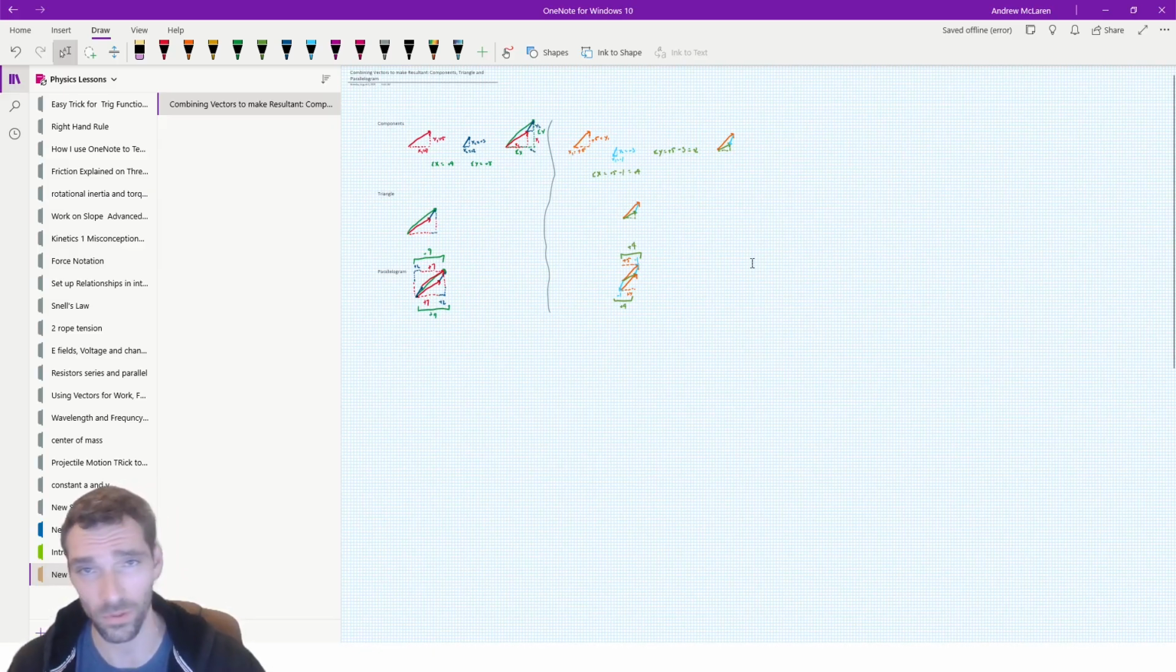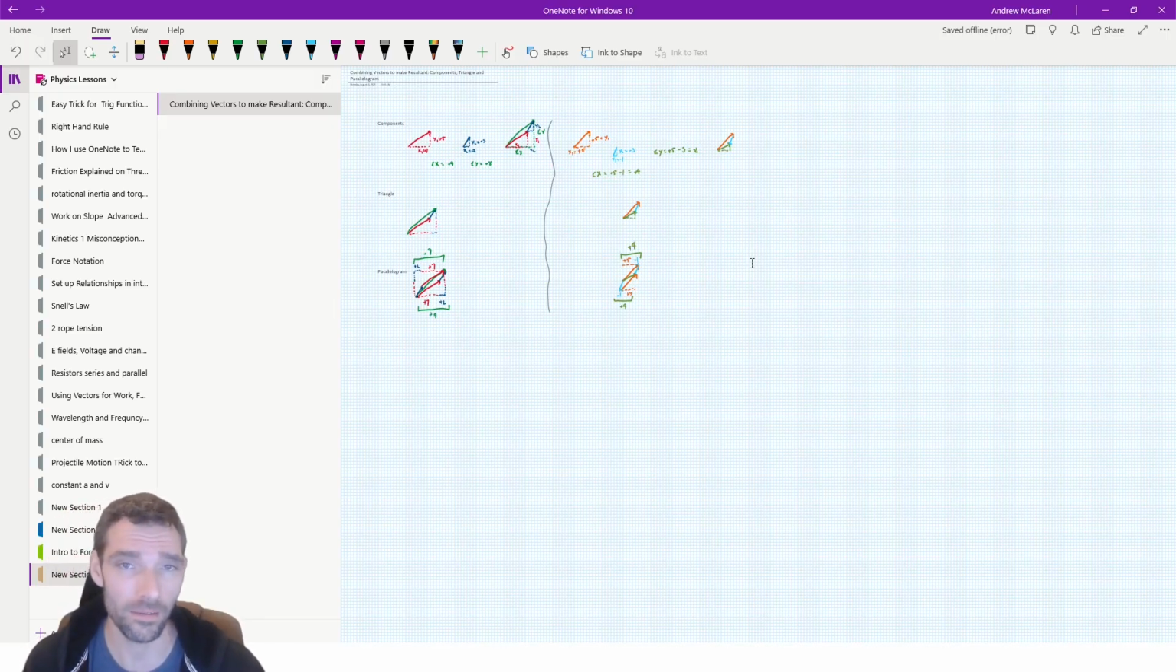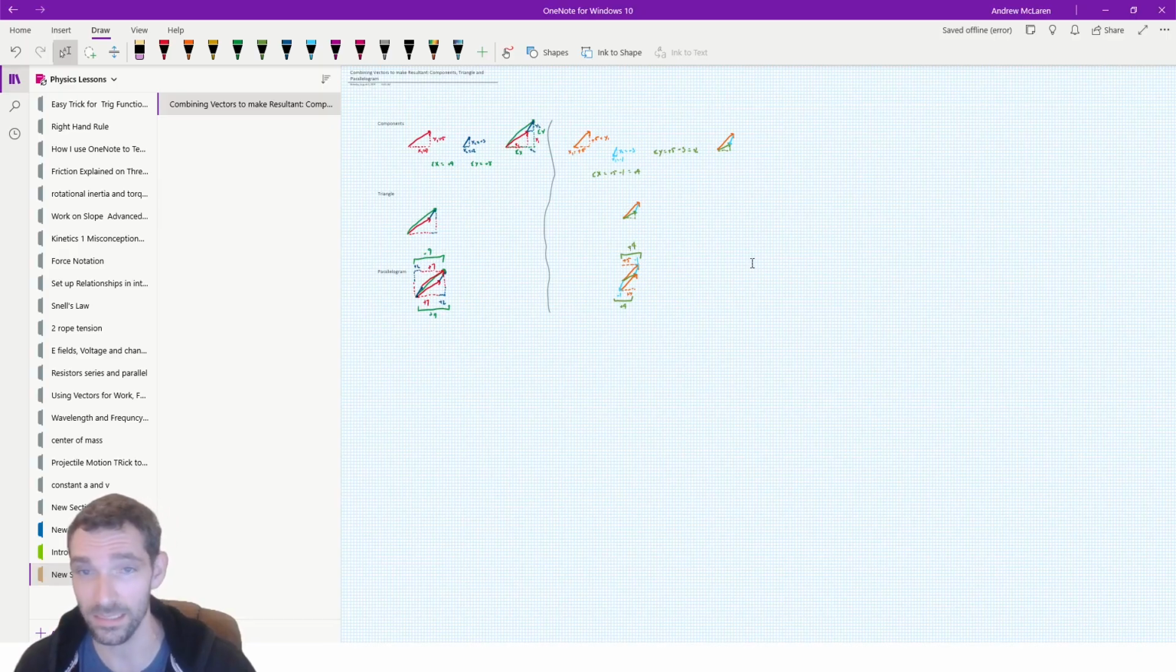And you could do this also with like 3 dimensions. You can also do this with more than 2 vectors. You can do this with as many vectors as you need. Maybe there's like 5 or 6 forces acting on something. You need to break them down into components, add those up, and then look at the whole picture together.